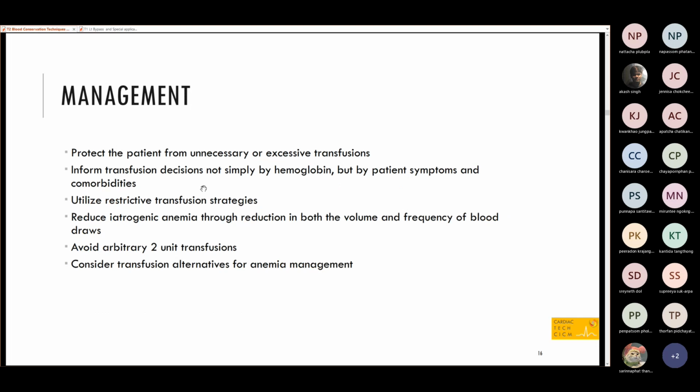So again, to manage this, we need to prevent unnecessary excessive transfusions. So this is a repeat of the previous slide.